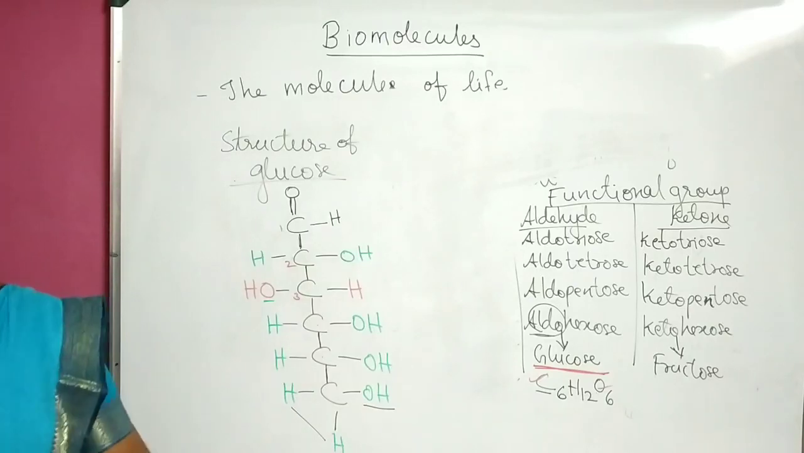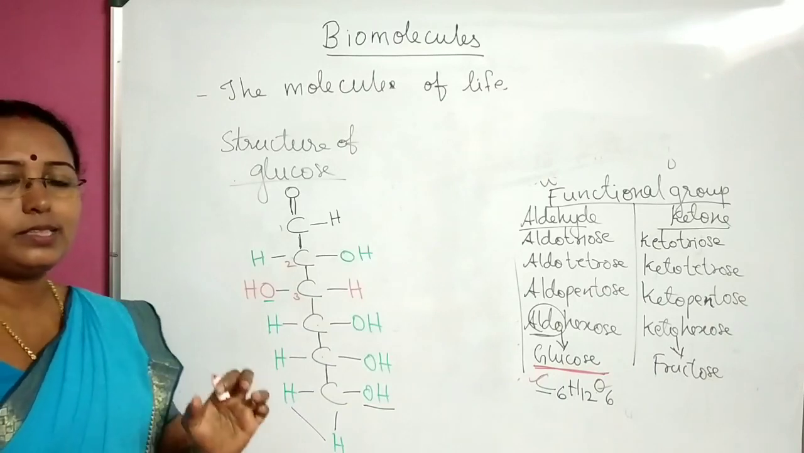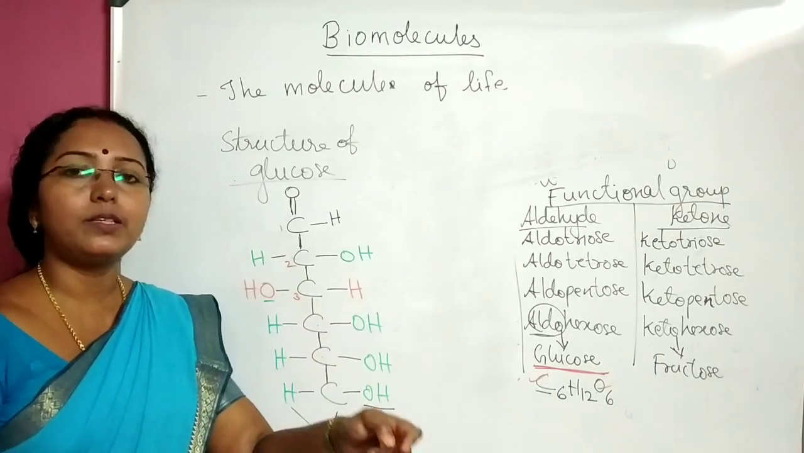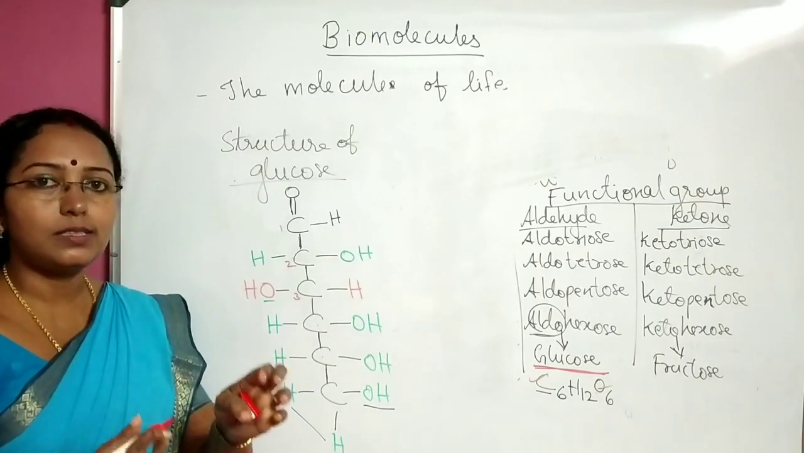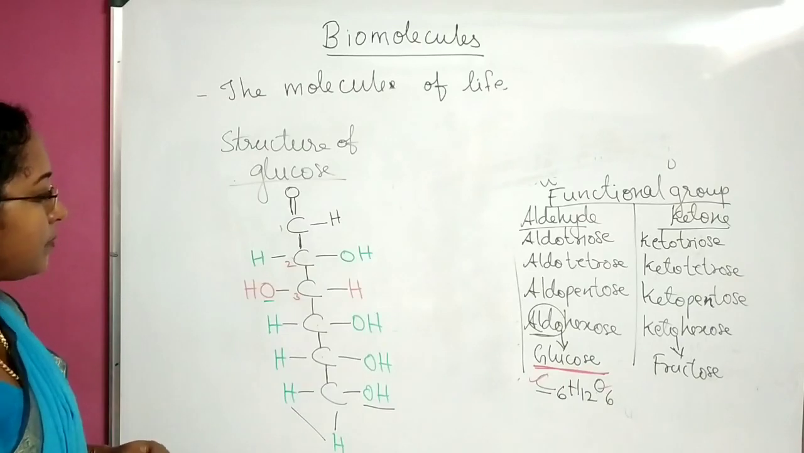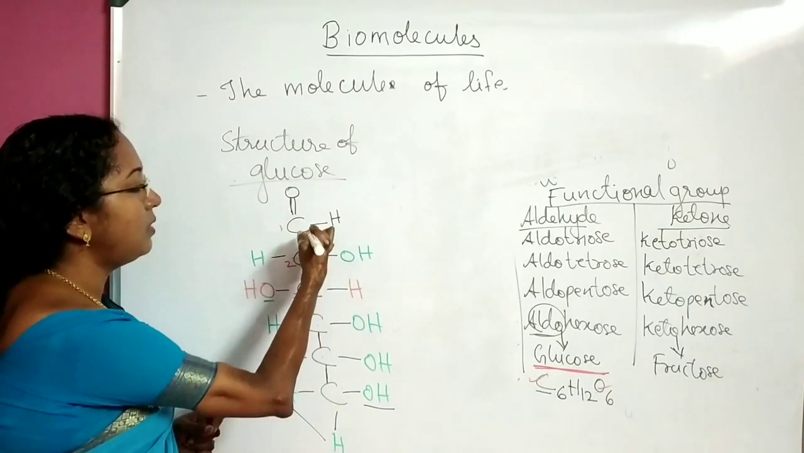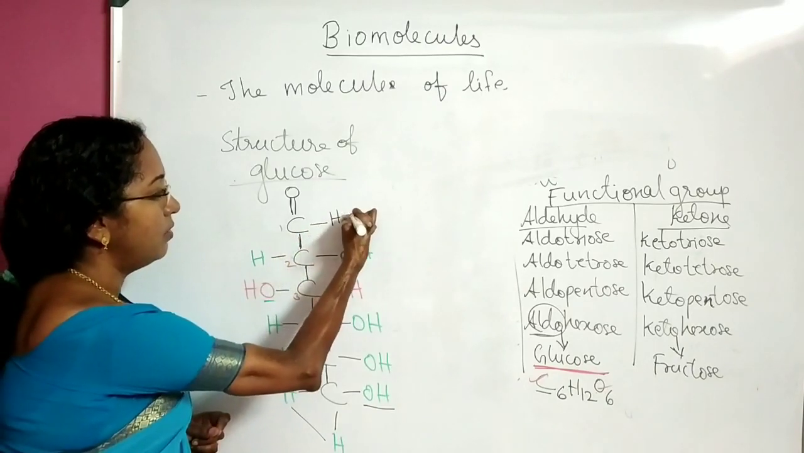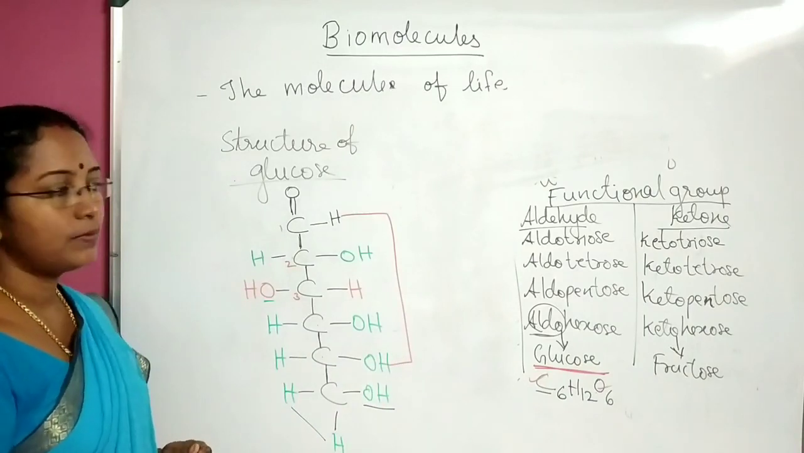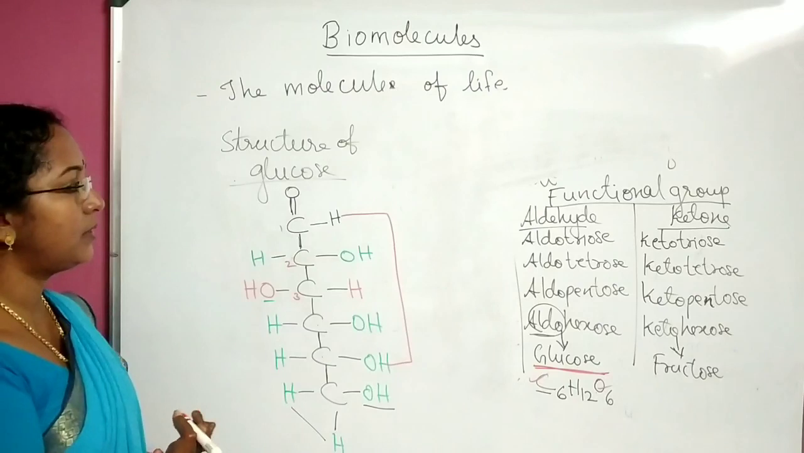Now, how to make it in a ring form? I'll tell you in a nutshell for you to understand. I'm not going to the deep chemistry part of that. I'll just tell you how it is made into the ring shape. To make it into a ring shape, the bond is between this particular functional group and the 5th carbon.